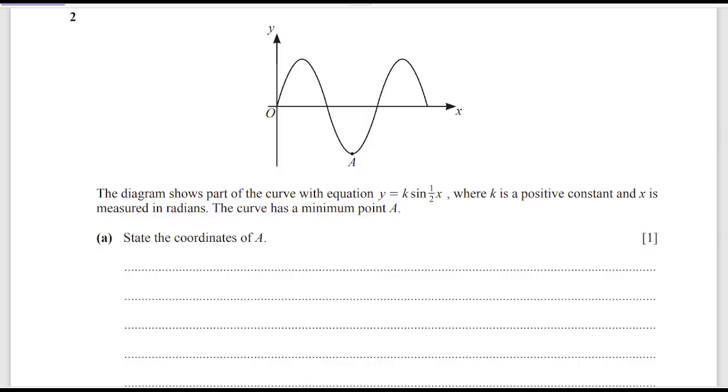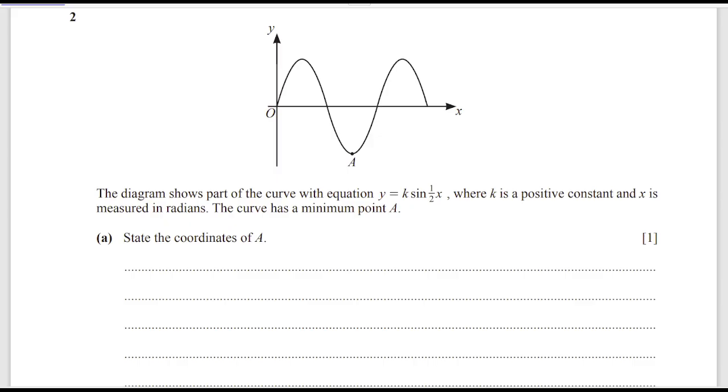Question number 2. In the second question, it's basically from trig transformations. The diagram shows part of the curve with equation y equals k sine of 1 over 2 x, where k is a positive constant and x is measured in radians. The curve has a minimum point A. State the coordinates of A.